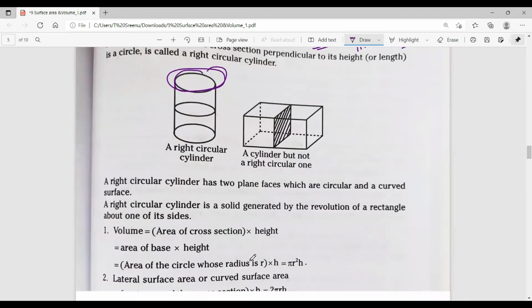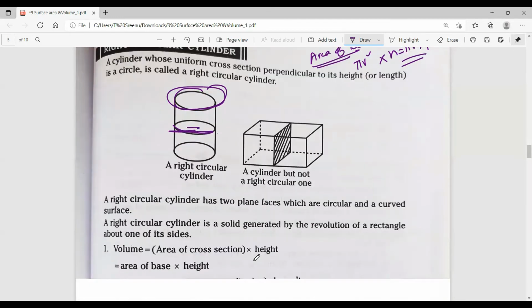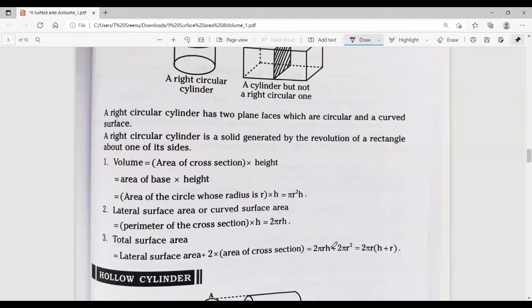What is the cross section, sir? Cross section means they are taking this part. We don't study cross section, it's not required. Only area, volume, total surface area and lateral surface area we will see, that's all. So these three formulas.